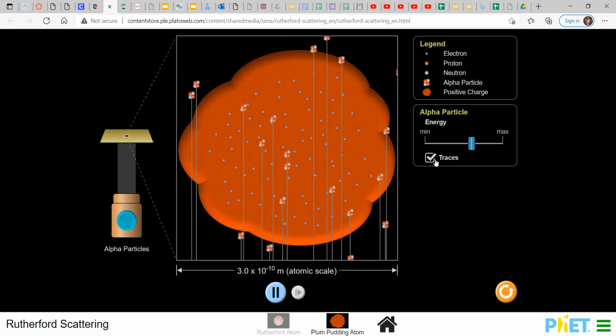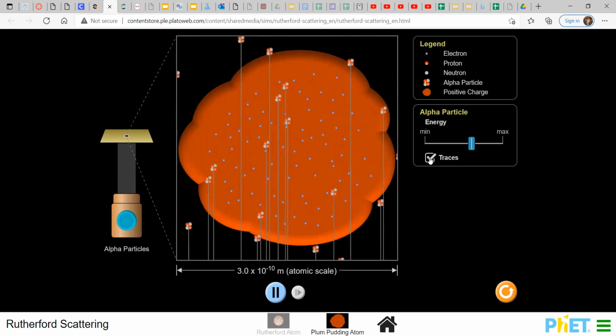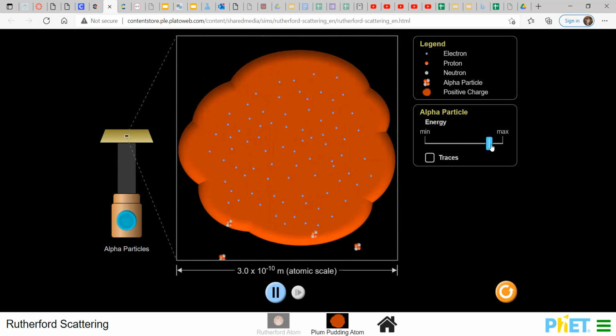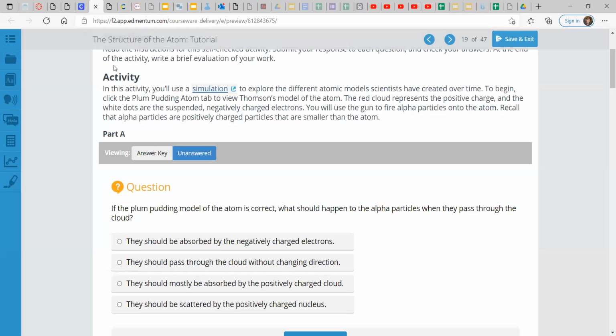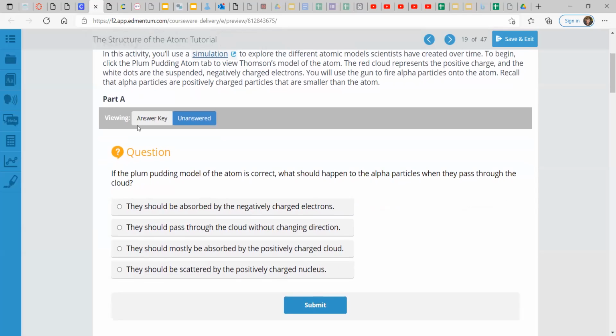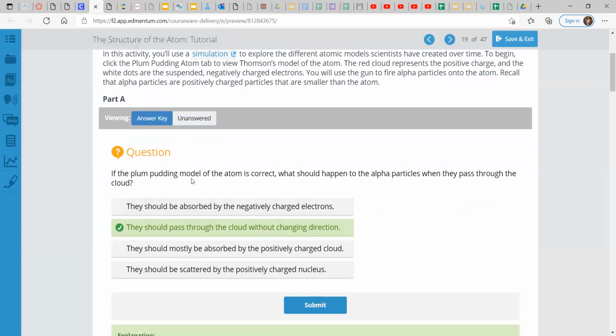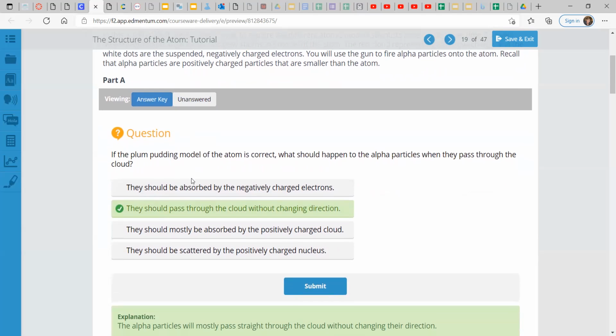And you can kind of see the trails if you click the trace button. You can also increase the energy of the alpha particles. But no matter at what speed, it looks like these alpha particles are not stopped at all, and their course is not altered in the slightest. So we'll go back. If the plum pudding model of the atom is correct, what should happen to these alpha particles when they pass through the cloud? Well, it looks like they're just going to pass through without any change in direction.